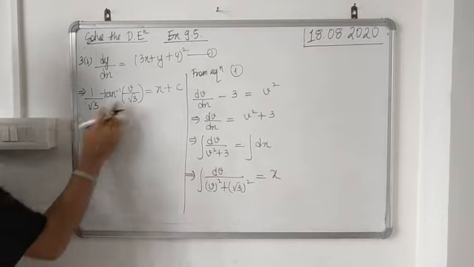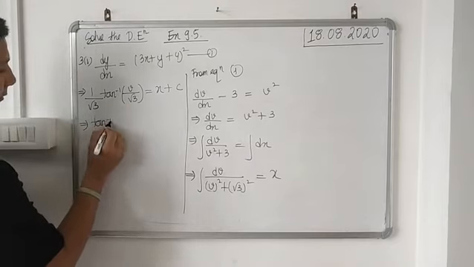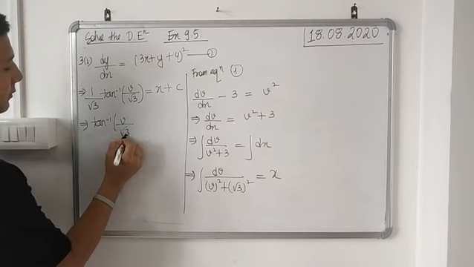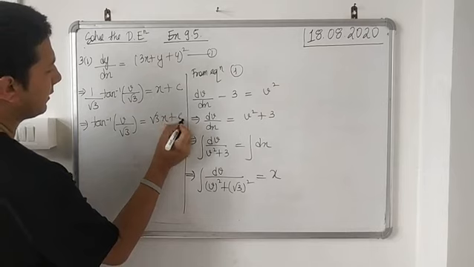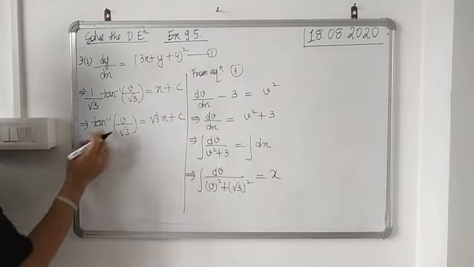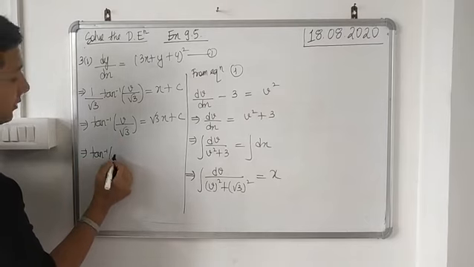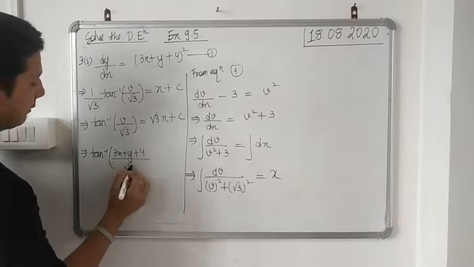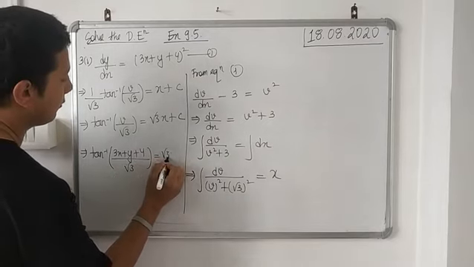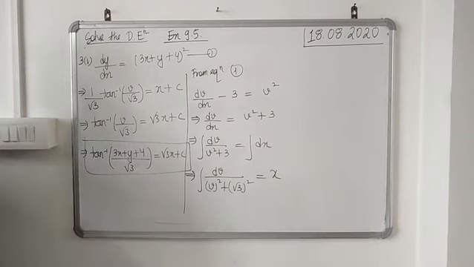Okay, you can even multiply with this constant root 3, so therefore tan inverse v by root 3 is equal to root 3 x plus root 3 into constant, which is always a constant. Okay, and finally put the value for v. So tan inverse v means 3x plus y plus 4 divided by root 3, which is equal to root 3 x plus c.